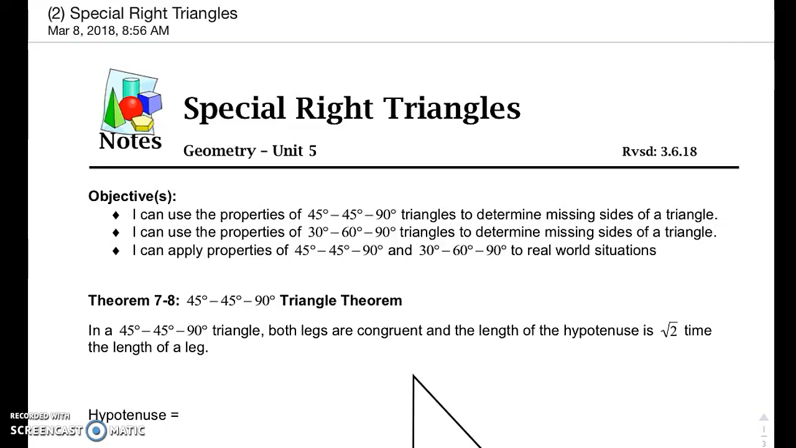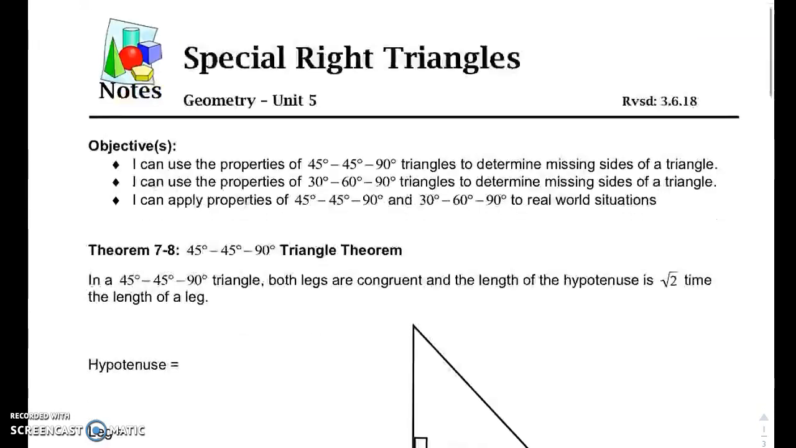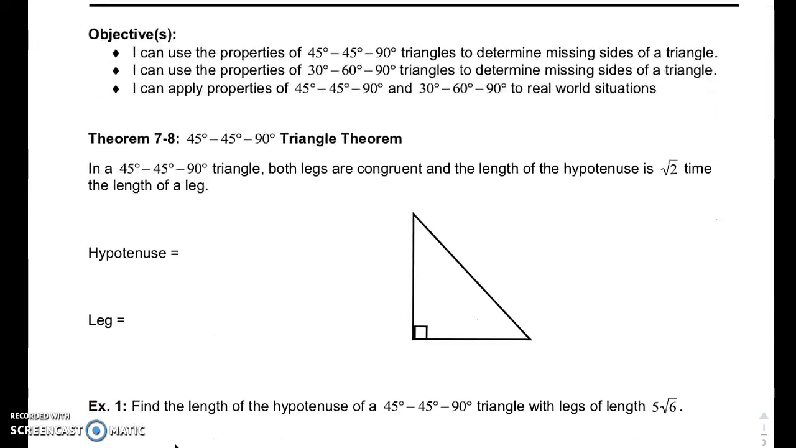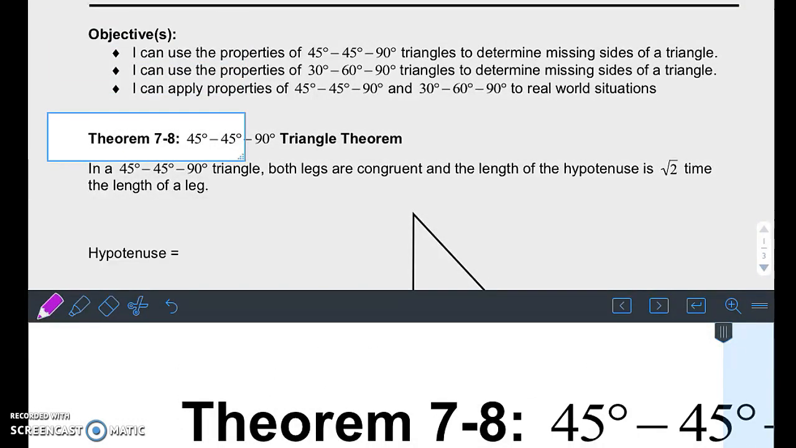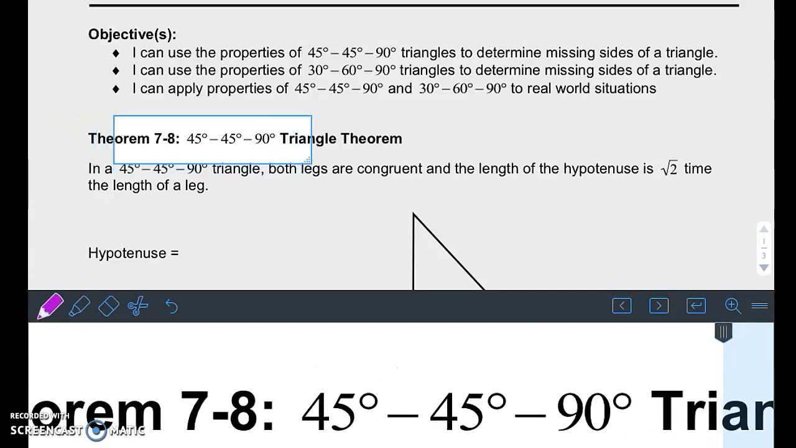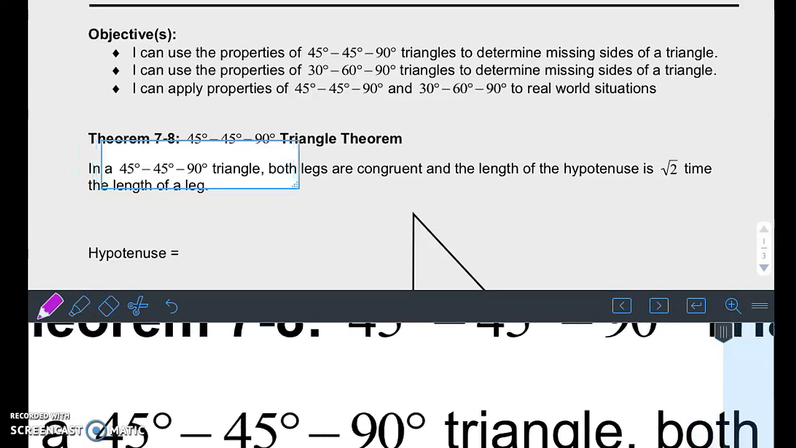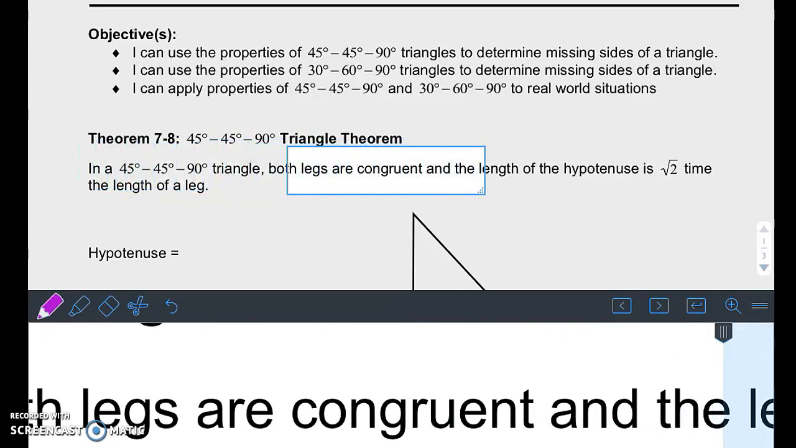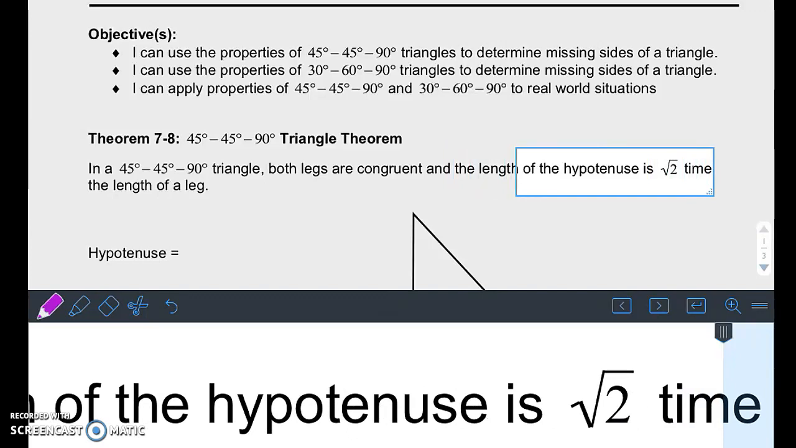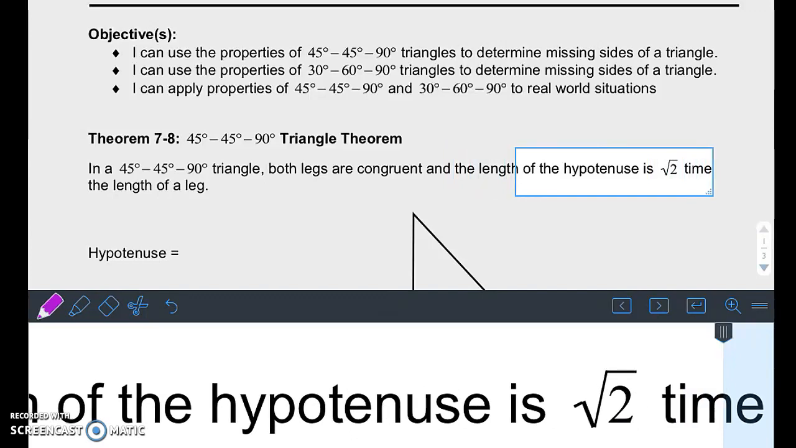Special right triangles. Yesterday we just did regular right triangles. Today we're going to learn about special right triangles. There are two types of special right triangles. The first type is called your 45-45-90 triangle. In a 45-45-90 triangle, both legs are congruent, and the length of the hypotenuse is radical 2 times the length of the leg.